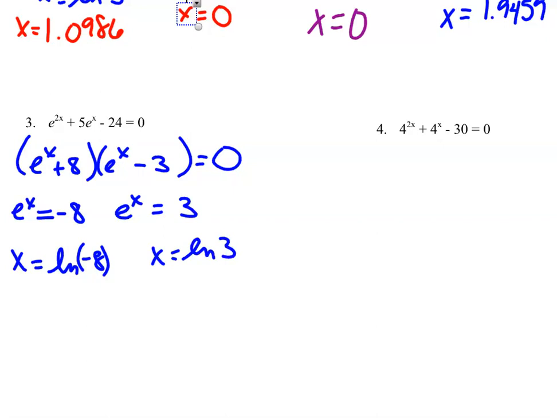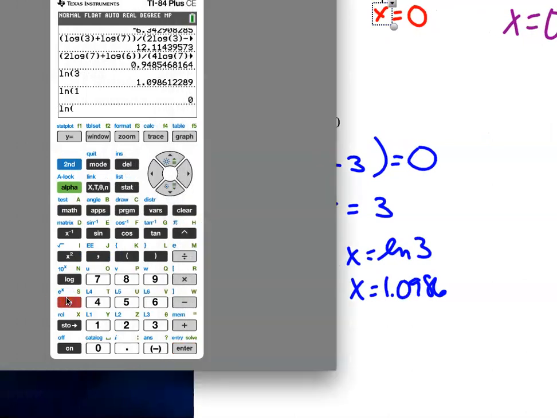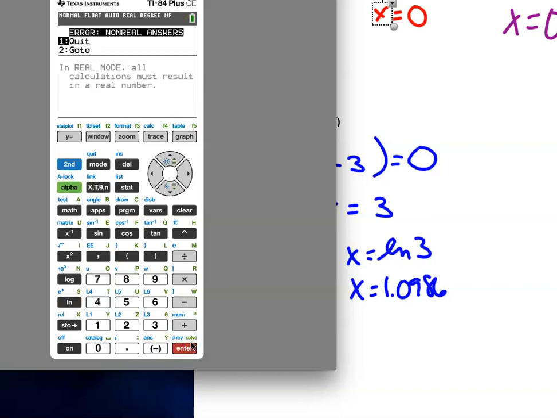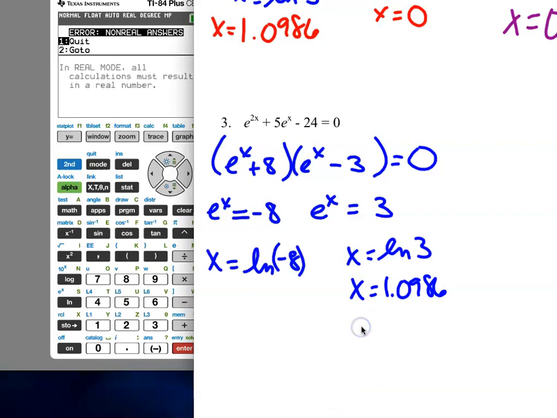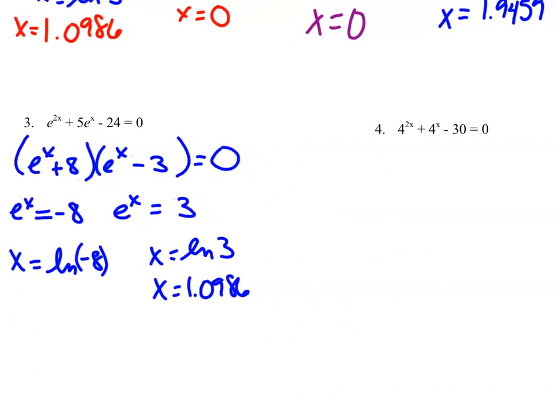Now we've already done the natural log of 3. We said that was 1.0986. But when you tried to do the natural log of negative 8, you probably ran into some trouble. It's non-real. Remember how our log graphs kind of came up along the y-axis and then curved off to the right? We weren't able to take the log of a negative. So this part here would have no solution. Our only answer would be that one.